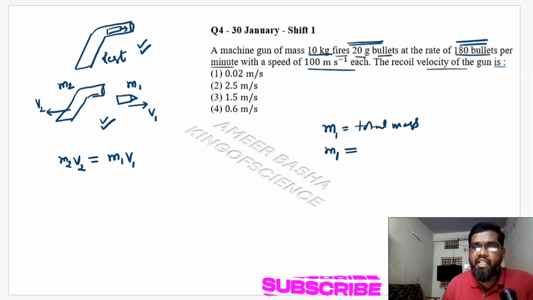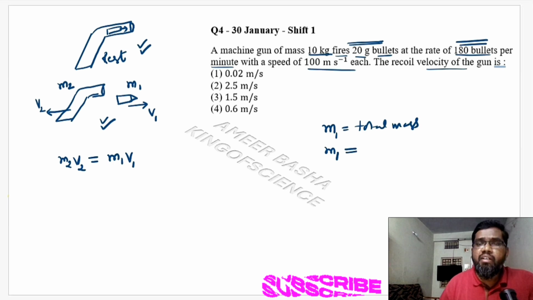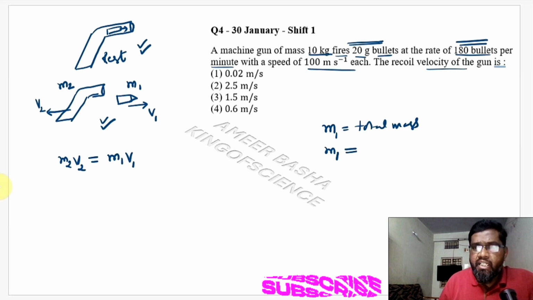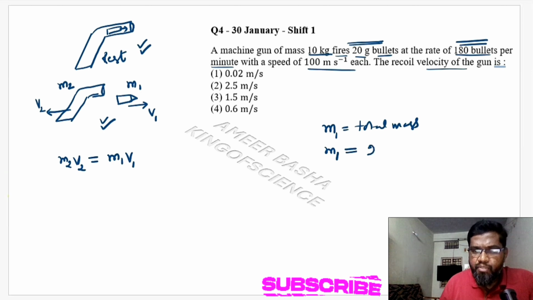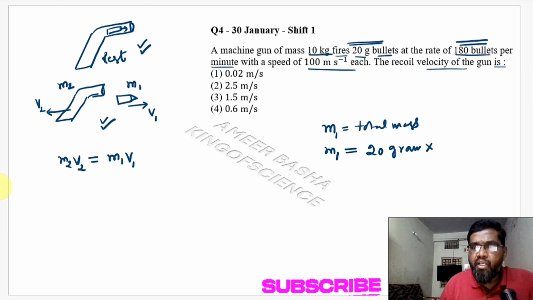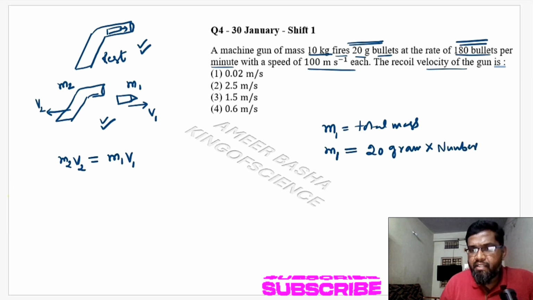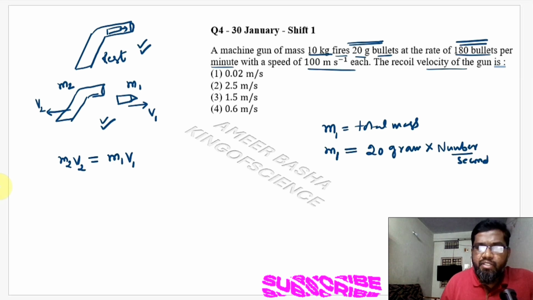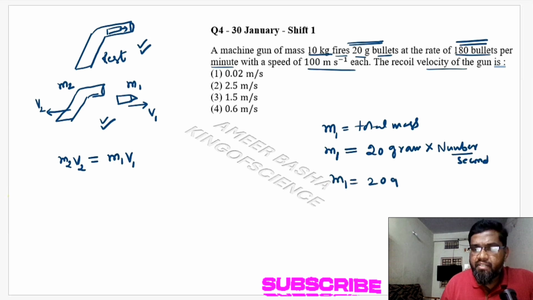So how many bullets is it firing? 20 grams will be the mass of each bullet, and n number of bullets will be there per second. So that means m1 is equal to 20 grams, the mass, and n will be 180 bullets per minute, that means 180 by 60 per second.